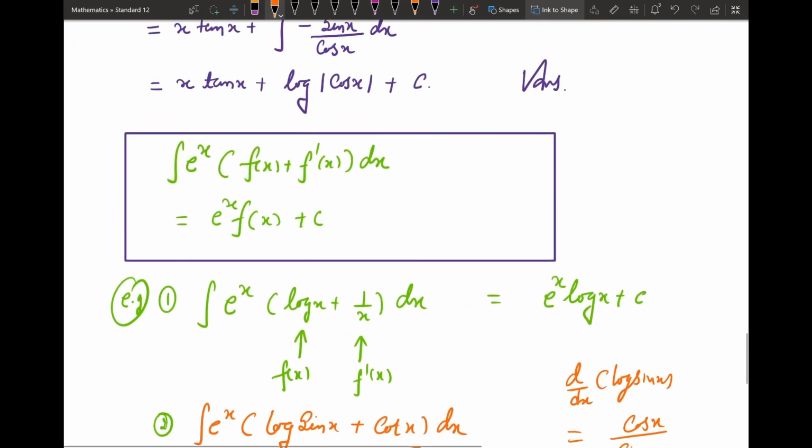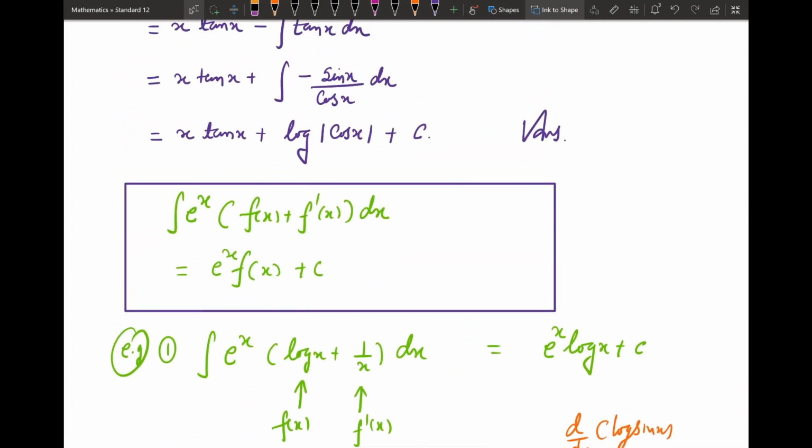So one more new formula: e raised to x into bracket f of x plus f prime x dx, for such type of function its integration is given by e raised to x into f of x plus constant of integration.